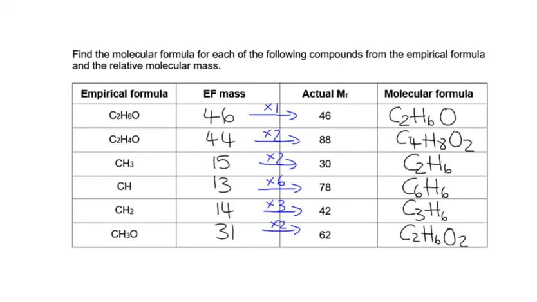So what you find there is when they're the same, you keep the formula the same. When you have to double the number, you double everything in the formula. When you have to times the number by 6, like this example, the fourth one down, you're going to have to times everything by 6.